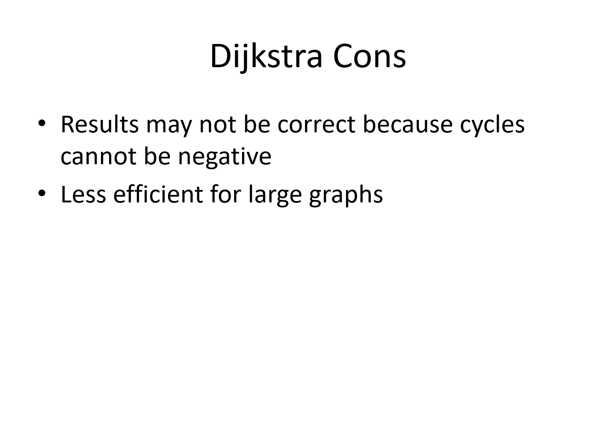So the cons of Dijkstra: results may not always be correct because weights can be negative, so there may essentially never be a shortest path because of the negative weights. And it's less efficient for a larger data set.